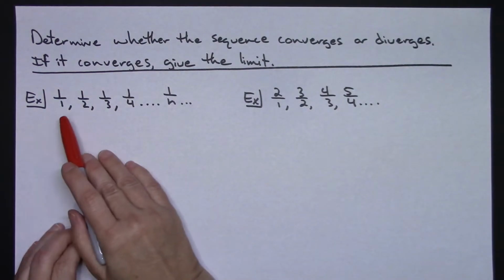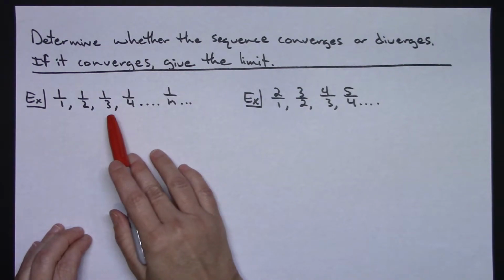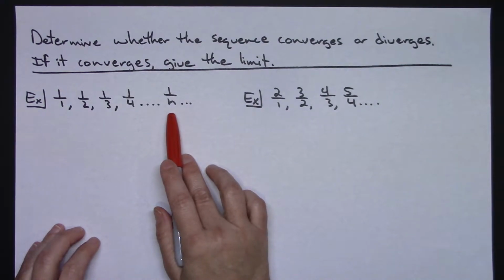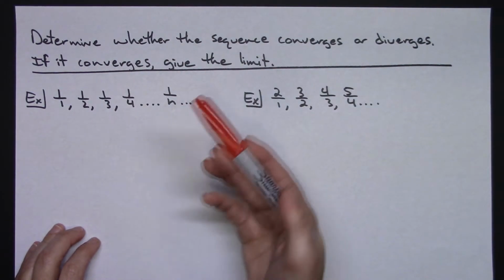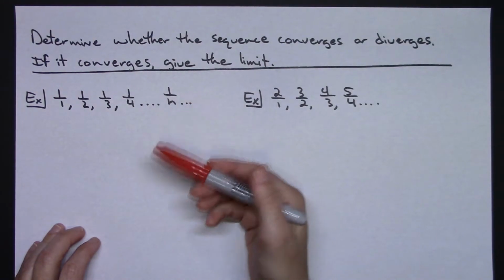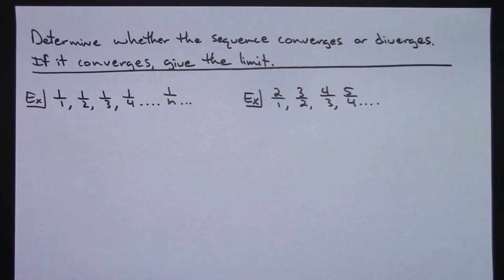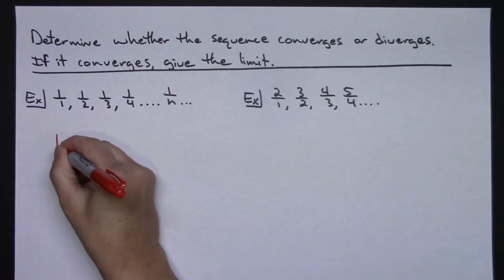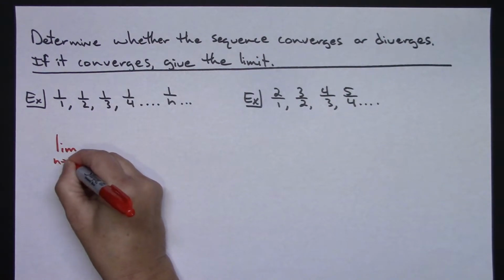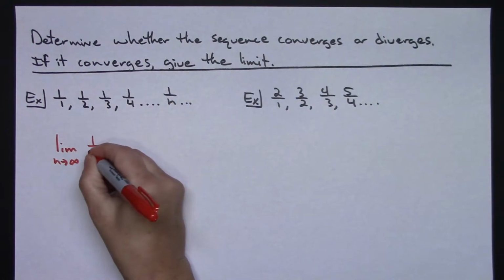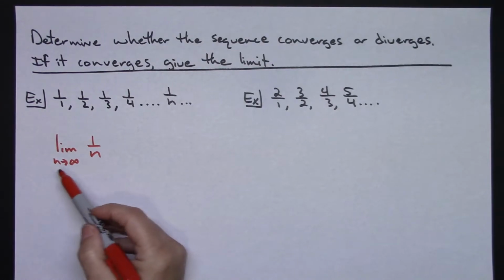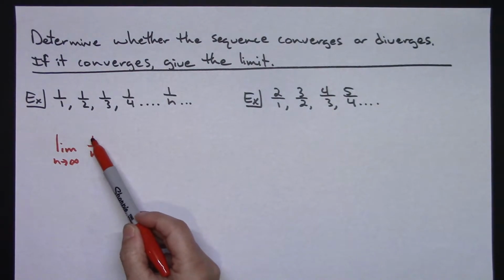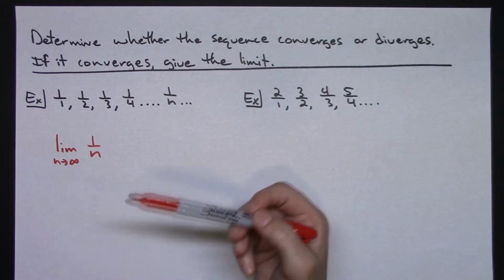So in my first example here, I've got 1 over 1, 1 over 2, 1 over 3, 1 over 4, and my nth term is given by 1 over n. When they give us that nth term, it makes the problem that much easier, because now all I've got to do is consider the limit as n approaches infinity of that nth term, 1 over n. Basically what this says to do is to take infinity and plug it in for n. So 1 over infinity.